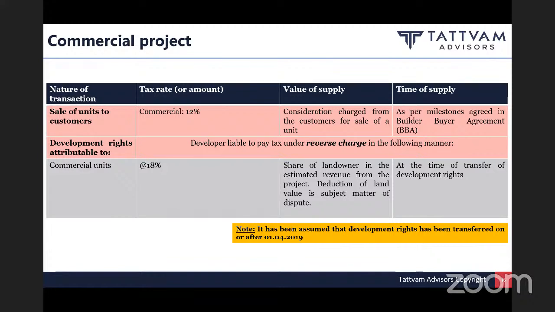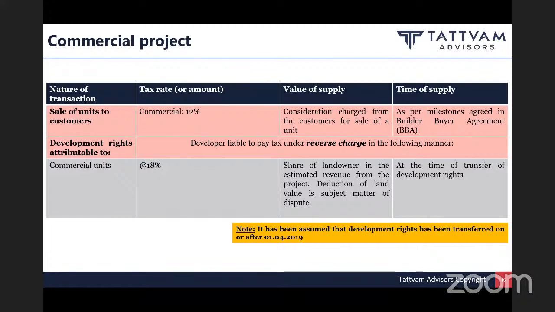Out of this 100 crore rupees, I as a landowner get 40% revenue share. So I have received 40 crore rupees from the developer as revenue share. There is no tax liability in the hands of the landowner. The landowner is not supposed to pay any GST on this 40 crore rupees which is received by him.